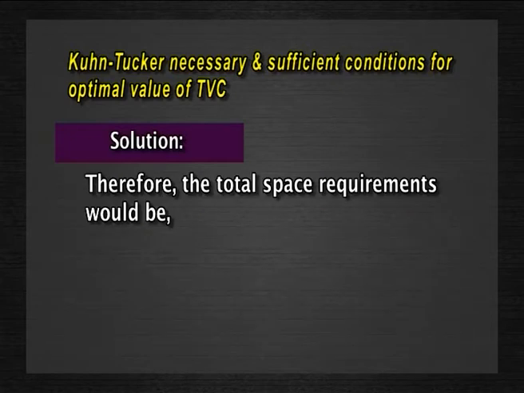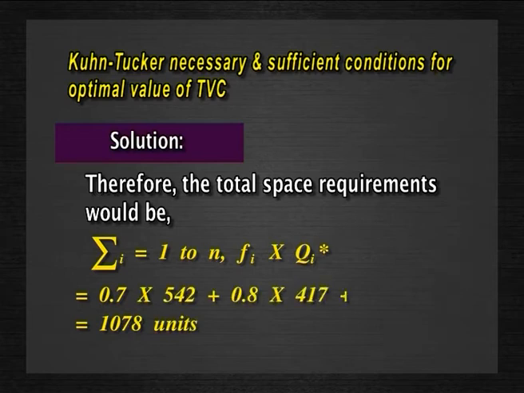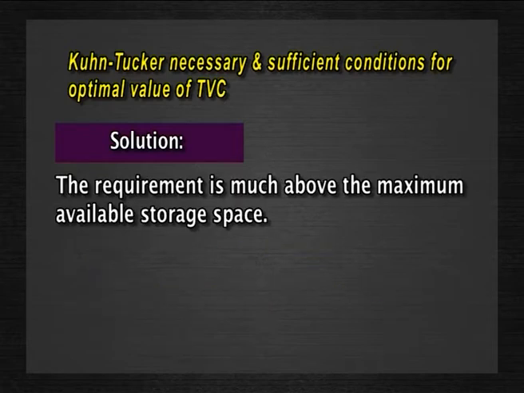Therefore, the total space requirement would be summation of i equal to 1 to n of Fi into Qi star, which is equal to 0.7 into 542 plus 0.8 into 417 plus 0.4 into 913 equal to 1078 square feet, which is greater than the 650 square feet available storage space. The requirement is much above the maximum available storage space.